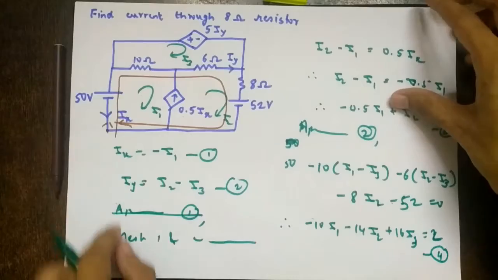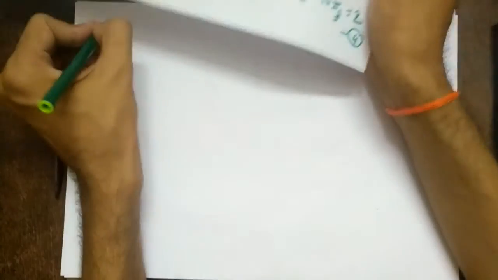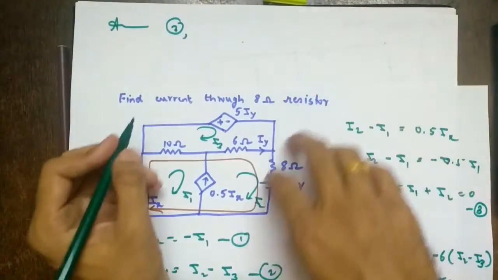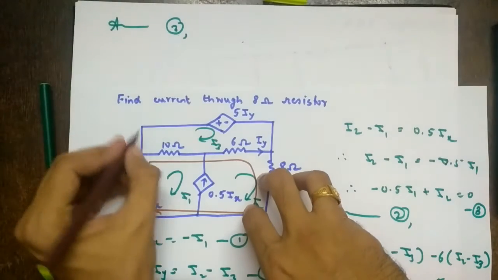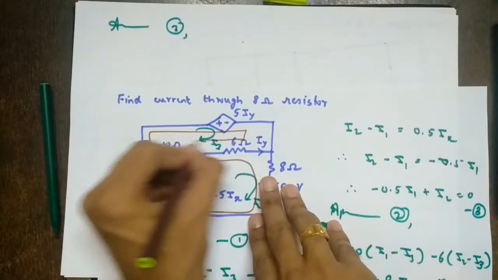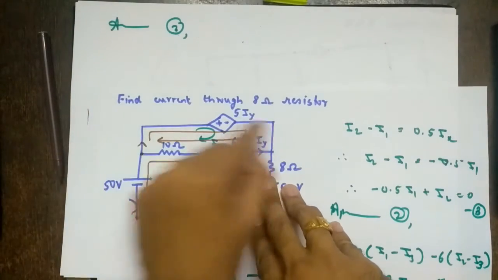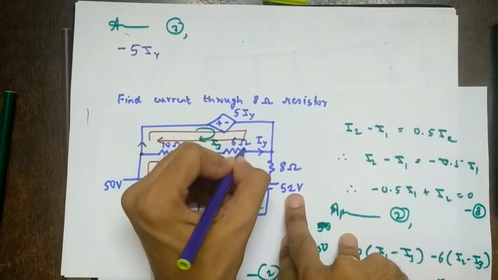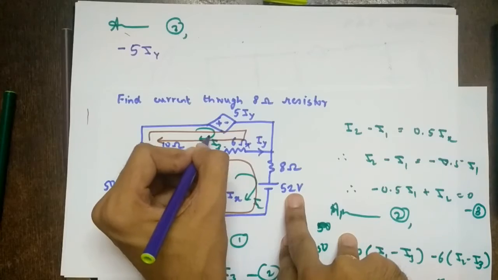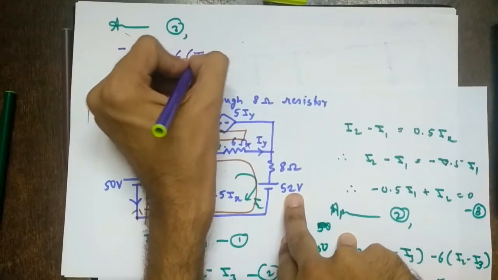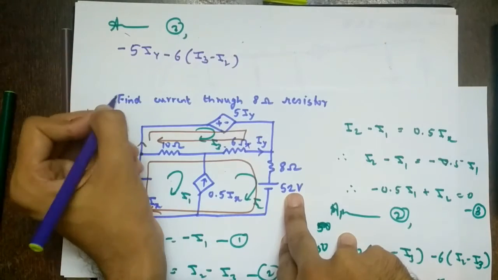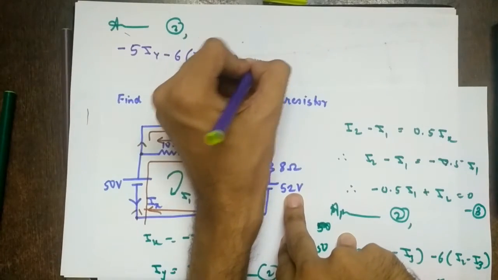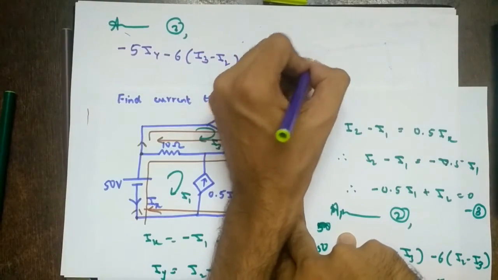Right? So finally we have to apply KVL here. So applying KVL to mesh 3. So what will we get? Let's start from here. So we go like this and we come here. So like this, minus 5 Iy. So like this we come here, plus to minus. So minus 6 times I3 minus I2, minus 10 times I3 minus I1 equal to 0.